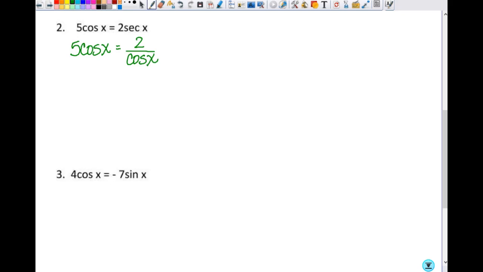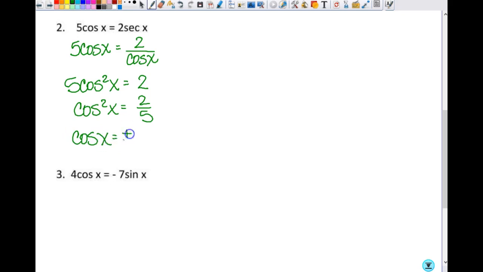What do I do here? Good. Multiply both sides by cosine. So I get 5 cosine squared x equals 2. So cosine squared x equals 2/5. So what does cosine equal? Plus or minus the square root of 2/5. And y'all going to make me lose my mind with you leaving off plus or minus. Okay, not everybody's doing it, but some people do it a lot, and some people do it every now and then. You cannot forget that. It's just going to kill you as far as your work is concerned.